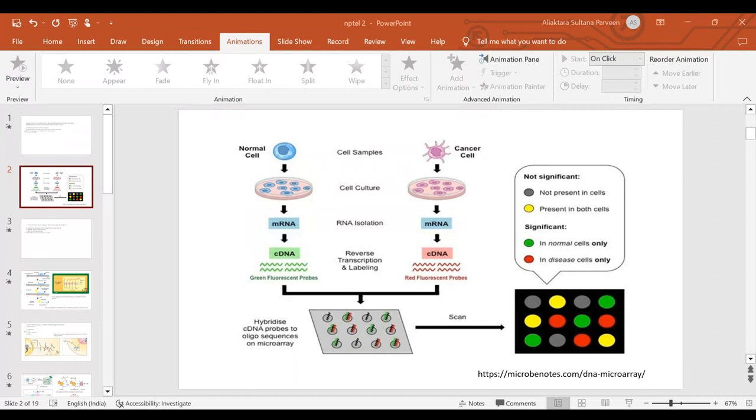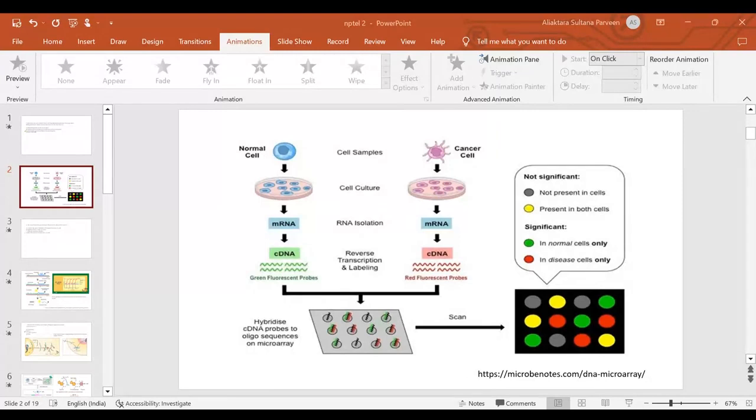What they're doing is tagging the cDNA with a specific probe. Suppose in the first one they're tagging with GFP, so the mRNAs from the normal cells are GFP tagged. Suppose for the other one, the cancer cells, they use a red fluorescent probe. So they will show some color under specific conditions.